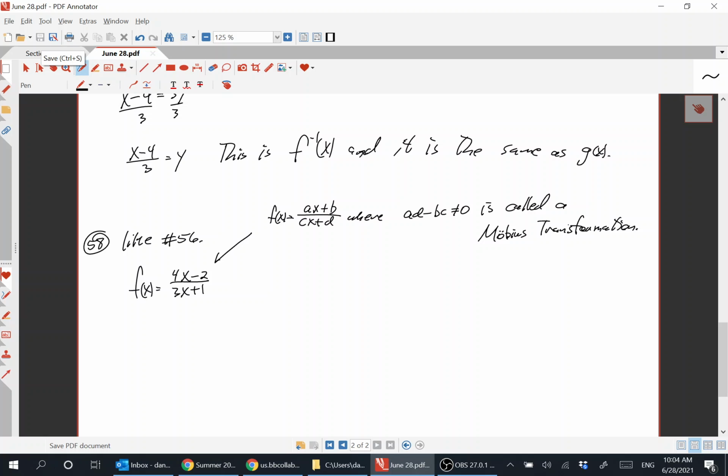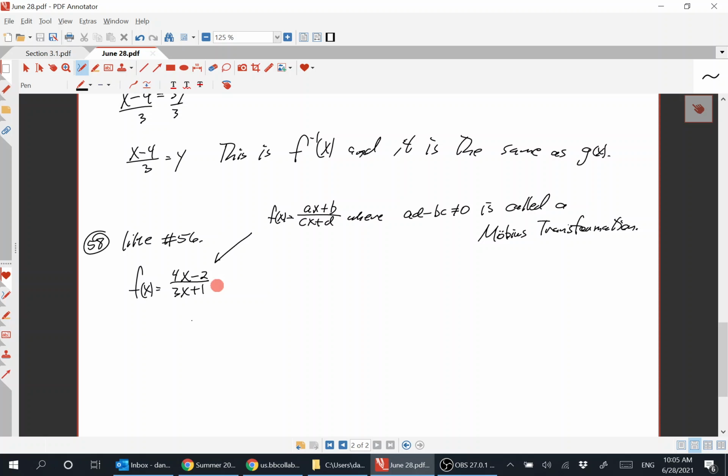Moebius was actually a pretty famous mathematician. He's got a lot of things with his name on it. Moebius transformations are an interesting class of functions, and one of the things about them is that they always have inverses. Remember, a function doesn't have an inverse unless it's one-to-one, or unless you restrict its domain so that it's one-to-one. But a Moebius transformation is one-to-one over its entire domain. It's always increasing or always decreasing depending on the signs of the coefficients of x.